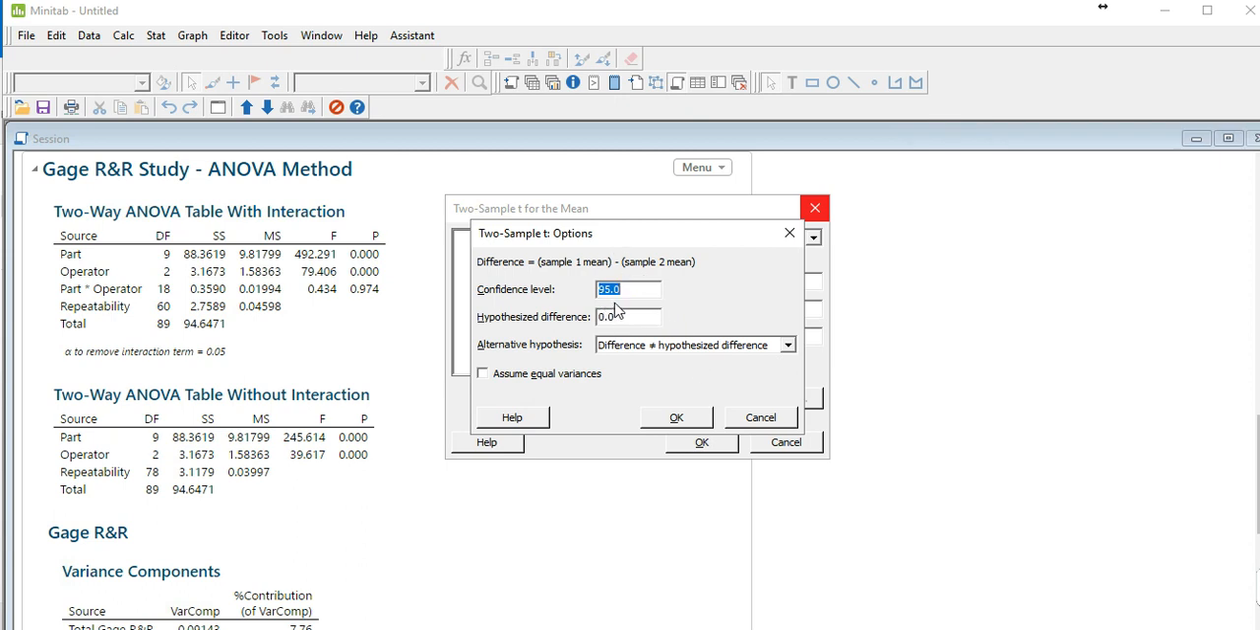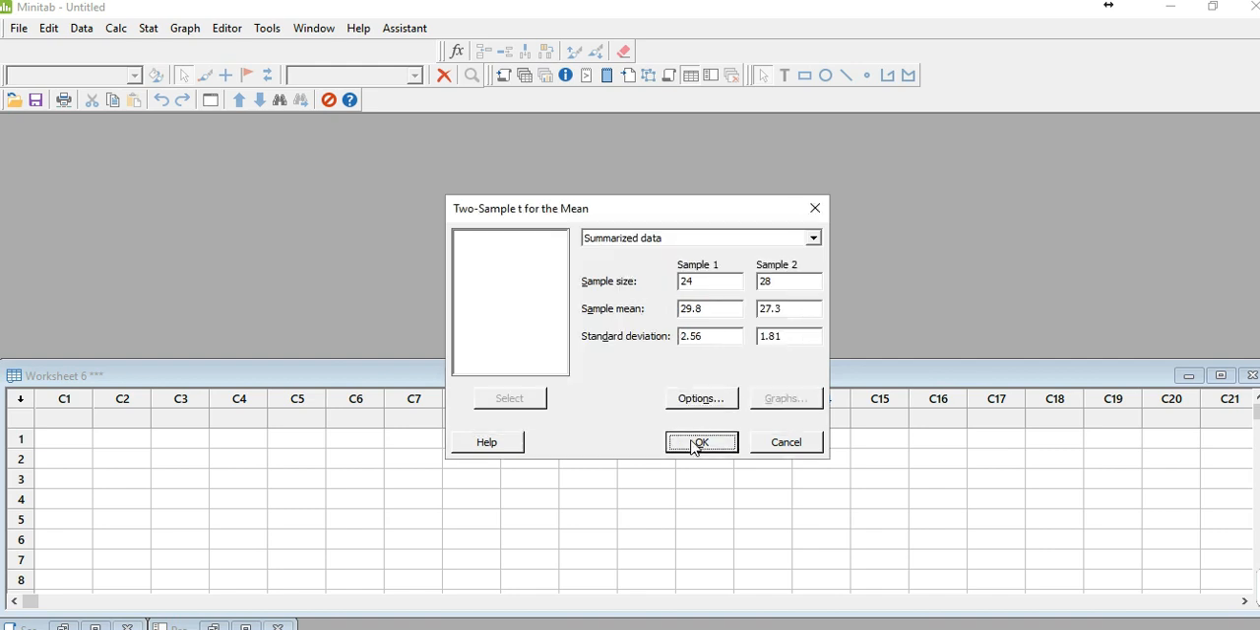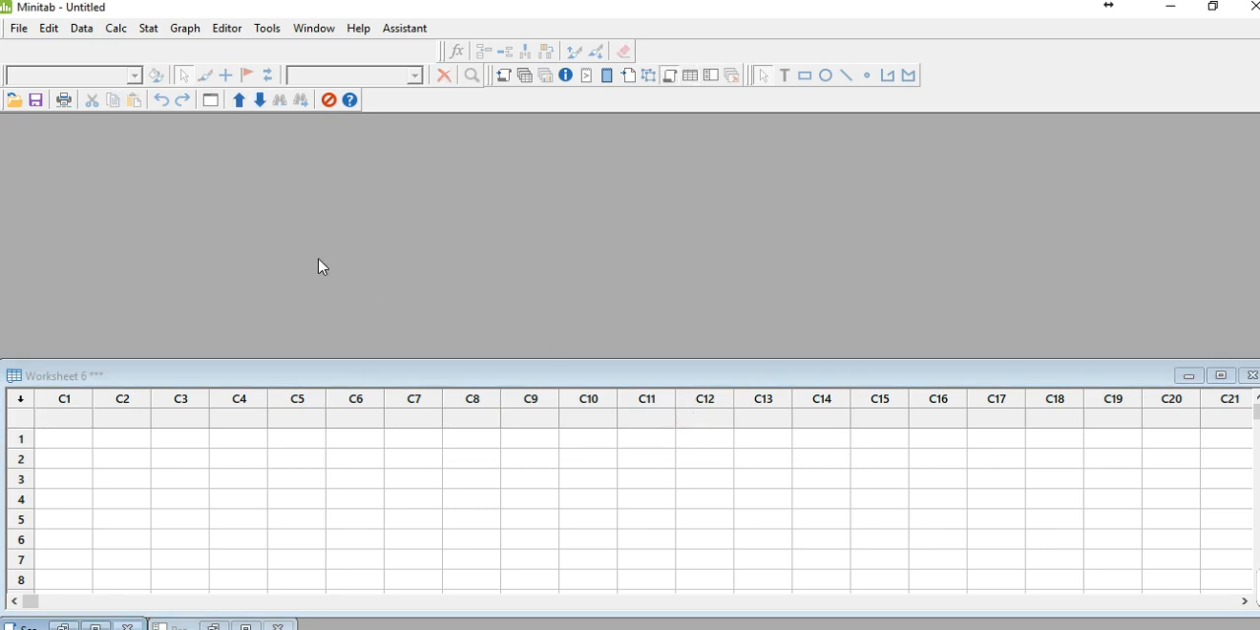Now here it lets you choose the alpha level, so we will not change it. It's still 95, and the hypothesized difference is 0. Okay, so we need to change the alternative hypothesis to difference greater than hypothesized difference. Then hit OK, and look for the output.